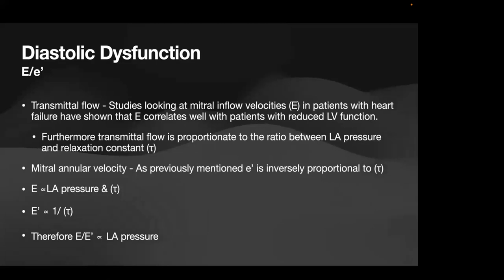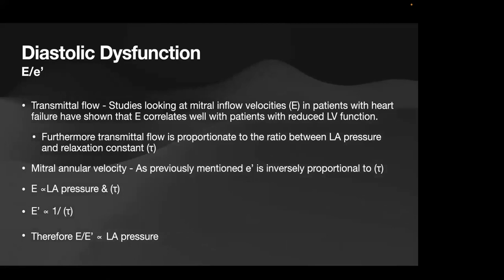But what they found was that the transmitral flow is actually proportional both to the ratio of your LA pressures and the relaxation constant tau that we talked about. We're going to park that for a second. So we know that they're proportional. Now, mitral annular velocity we just discussed at length, and we found that it is inversely proportional. So your E prime is inversely proportional to tau.